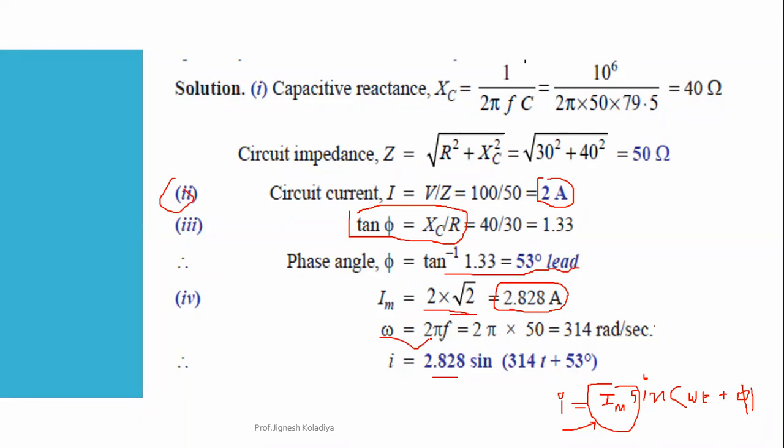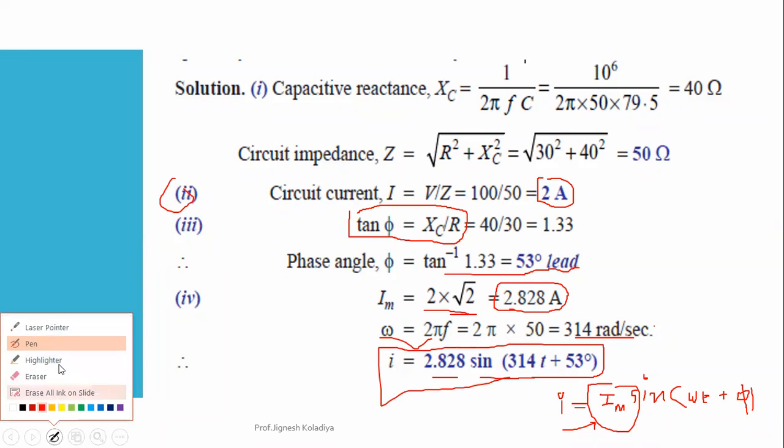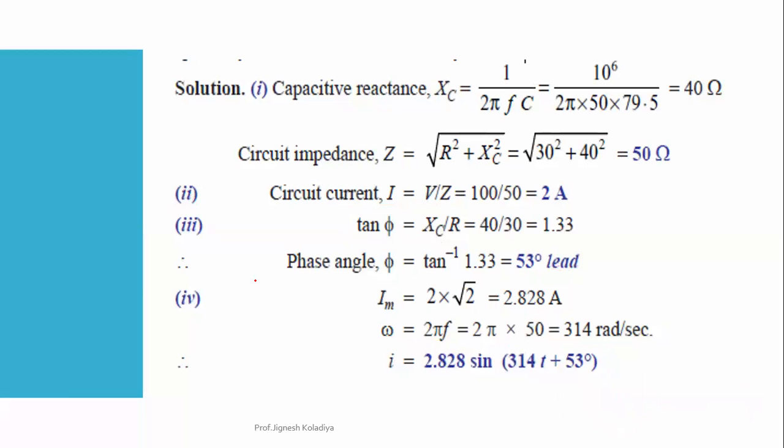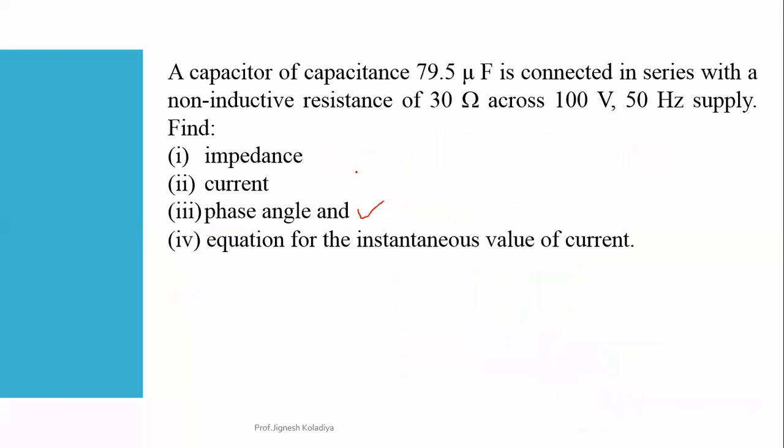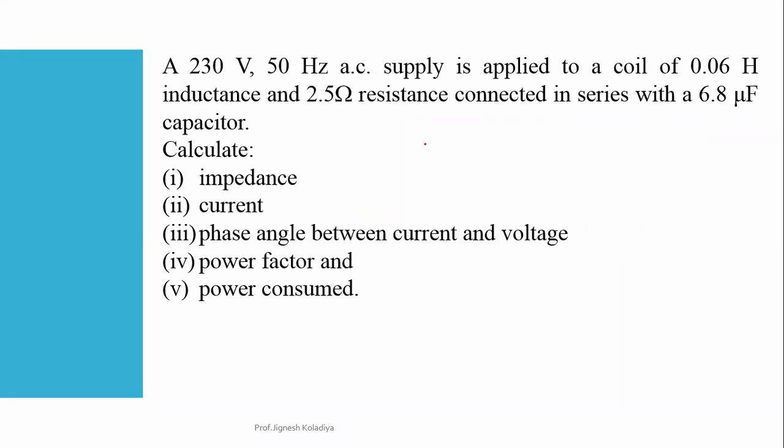Okay, so put that value directly over here. Omega is 2 pi f. It is 314 radian per second. And sine 314t plus 53 degree. This is my answer. Okay. So anyone, any doubt in this numerical? I have one more.